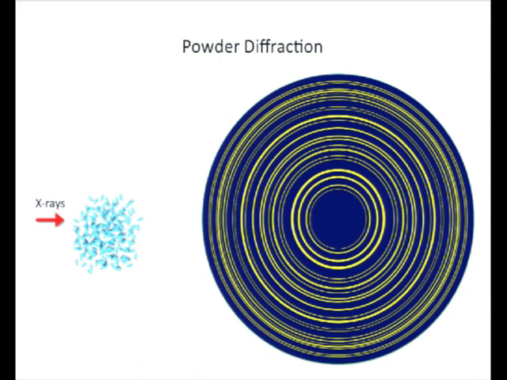In three dimensions, these are concentric spheres. And when we measure a powder diffraction pattern, it goes from the center to the outside. So radial measurement. And it doesn't matter which direction you measure. You can have your sample any which way in the beam, you'll get the same diffraction pattern. So that's nice. That means it's good for identification.